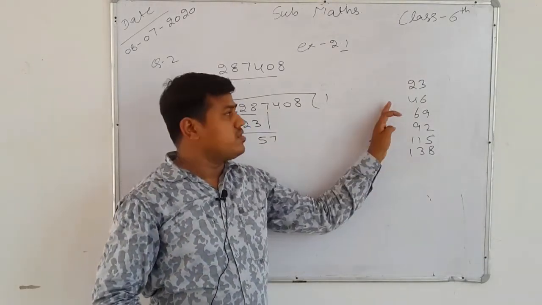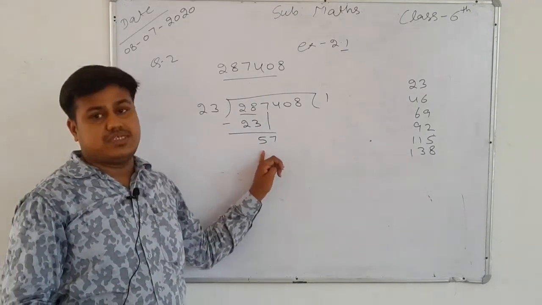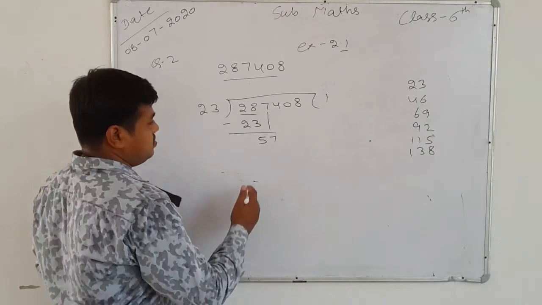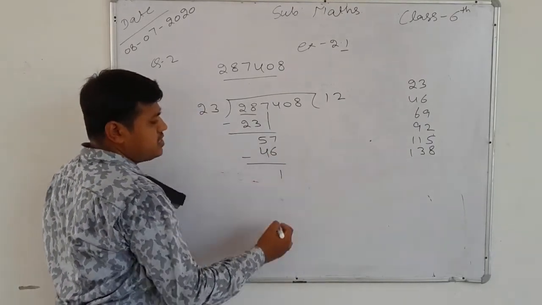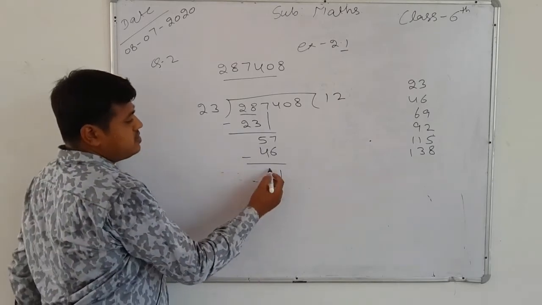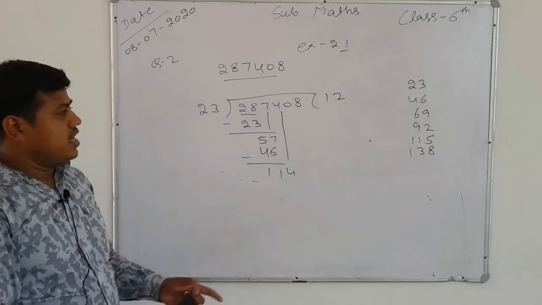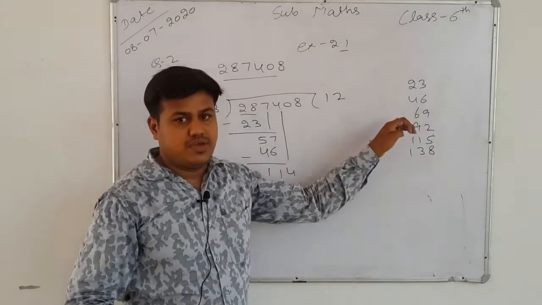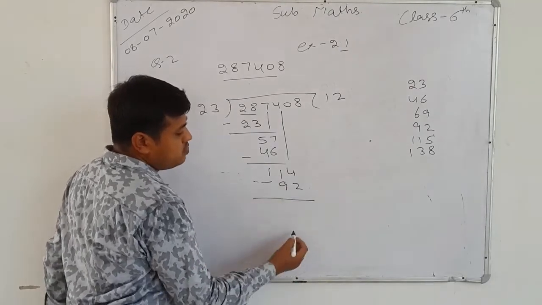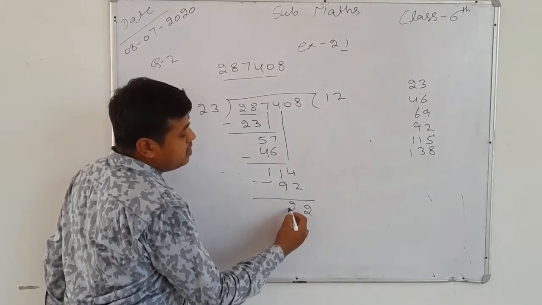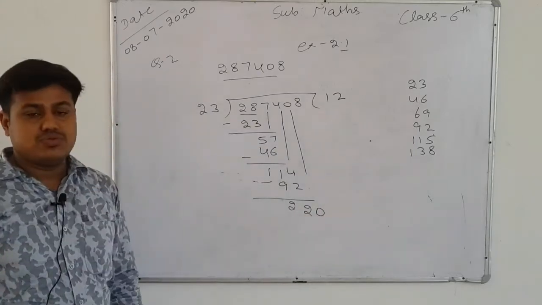57 is not in the table of 23, so we have to write the just smaller one, that is 46, on the place of 2. 7 minus 6 is 1, 5 minus 4 is 1. We have to write 4. And 114 is not coming, so we have to choose 92. 4 minus 2 is 2, 11 minus 9 is 2. We write 2, 0.